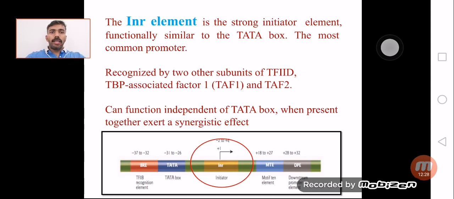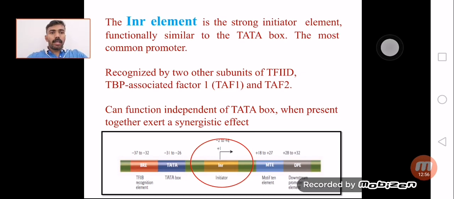And TFIID in turn consists of, we will move to that discussion later, two factors called the TBP protein and TAF proteins, or TBP associated factor proteins. So actually the subunits of TFIID which interact with this INR element are TAF1 and TAF2. So they interact with this for a successful initiation of transcription.